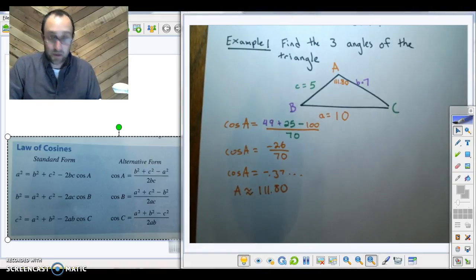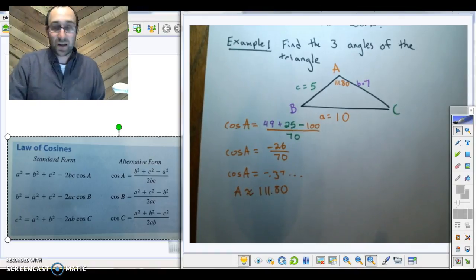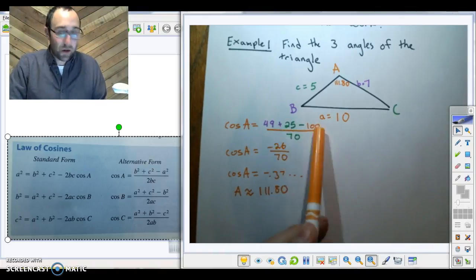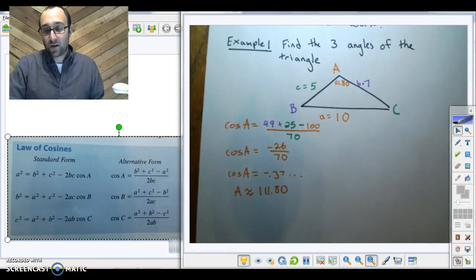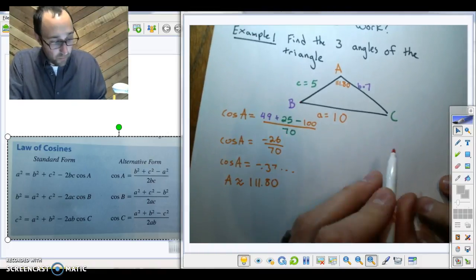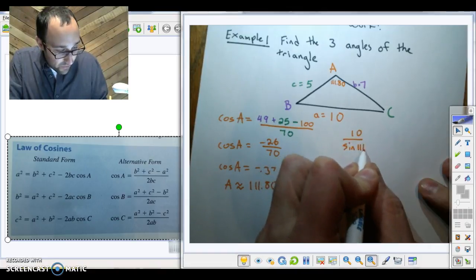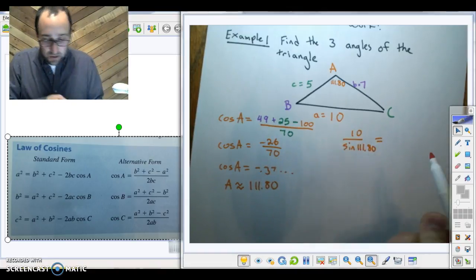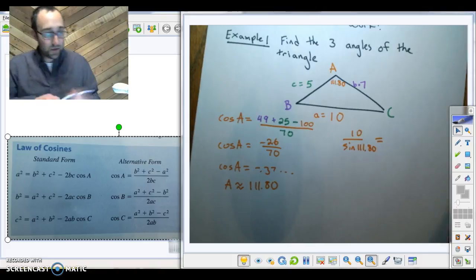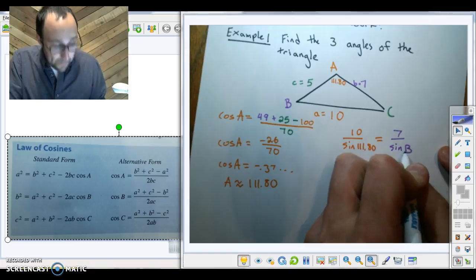Now from here, could we use the Law of Cosines to continue to find the other two angles? Sure. Could you also use the Law of Sines at this point? Absolutely. And that's what I'm going to do, because I find the Law of Sines easier. It's a lot easier than putting in all the right stuff and trying to figure it out. I know the Law of Sines, and I'm comfortable with it. So let's find B. I'm going to say 10 over sine 111.80 is going to equal 7 over sine B.